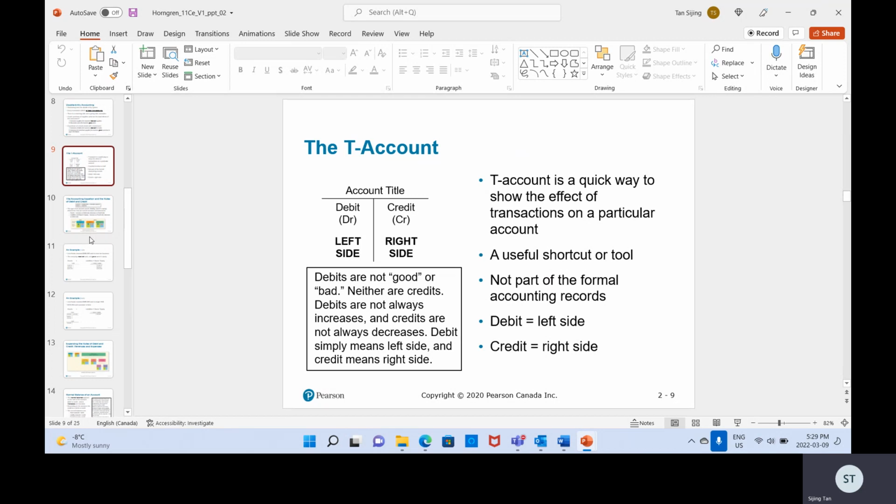We should remember that a T account is a tool used by accountants, and accounts are presented slightly differently in our ledger book. When we see account titles, the left is always debit and the right side is always credit. But keep in mind, debits are not good or bad, and neither are credits. Debits are not always increases, and credits are not always decreases. Debit simply means the left side, credit simply means the right side. Okay.